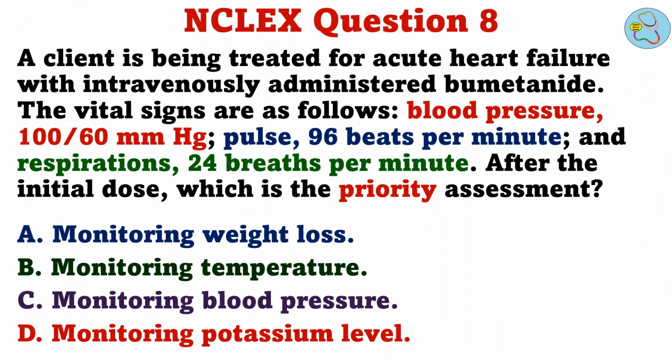A client is being treated for acute heart failure with intravenously administered bumetanide. The vital signs are as follows: blood pressure 100/60, pulse 96 beats per minute, and respirations 24 breaths per minute. After the initial dose, which is the priority assessment?